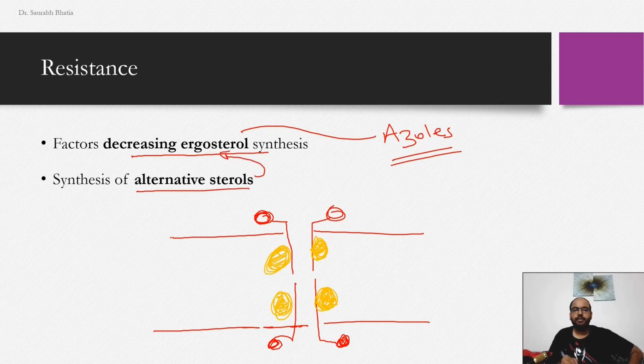Remember that ergosterol is also a type of sterol. If there are other sterols available, they may compete with ergosterol. They may not be able to stabilize it better, and the amphotericin B is not able to act properly, leading to resistances.